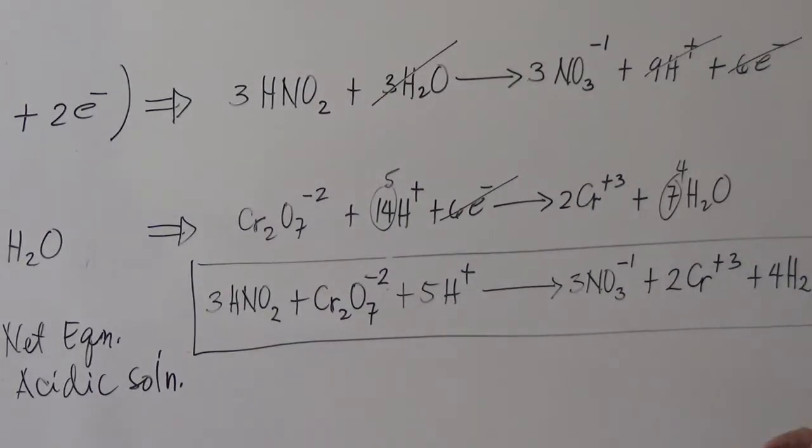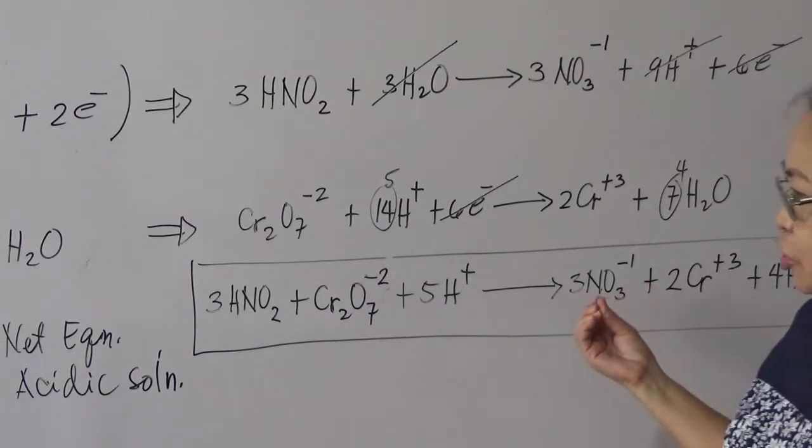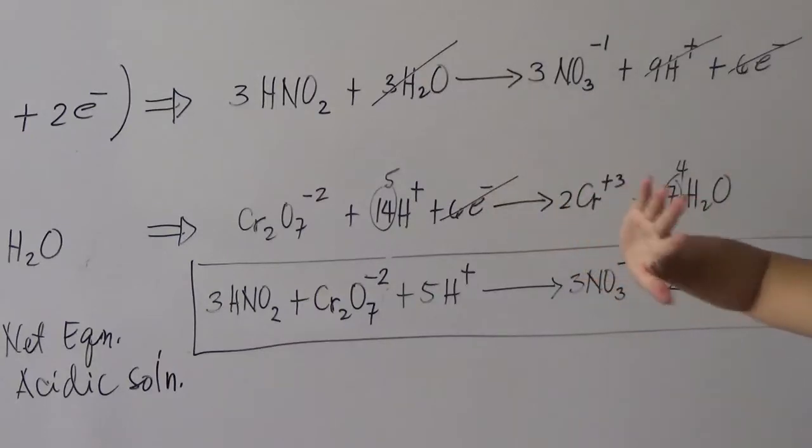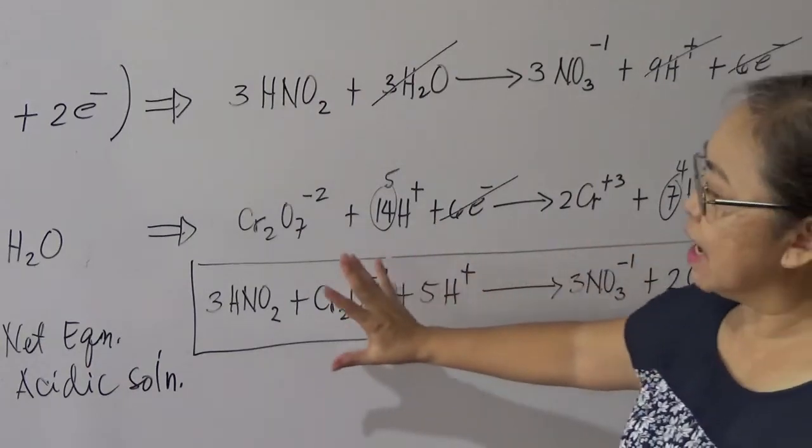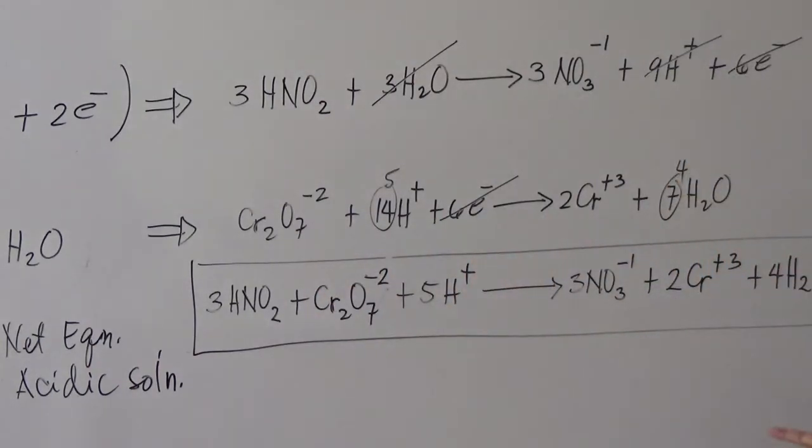Okay? Now, if you are going to balance it under alkaline or basic solution, the steps are the same up to balancing under acidic solution, and then you can balance it under basic solution. How to do it? You will just add OH or hydroxyl ion on the side where the hydrogen ion is found. So we will just continue this one and balance it using the basic solution. Okay? So I'll just continue. I'll use the other color.